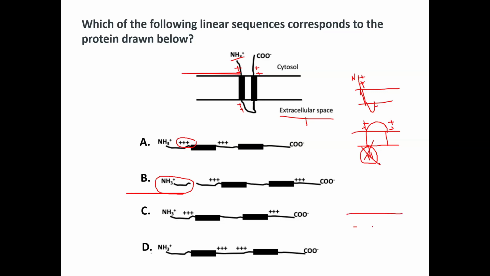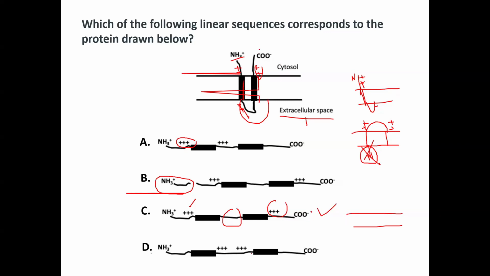If we just draw this one, you have an N terminal followed by plus, essentially. So N terminal followed by plus, that's good. Then I have a membrane spanning domain. Then I do not have anything in here. That means that this loop is this loop. Then I have another membrane spanning domain followed by a plus on the cytosolic side, and the C terminal is on this end. So that is essentially correct.